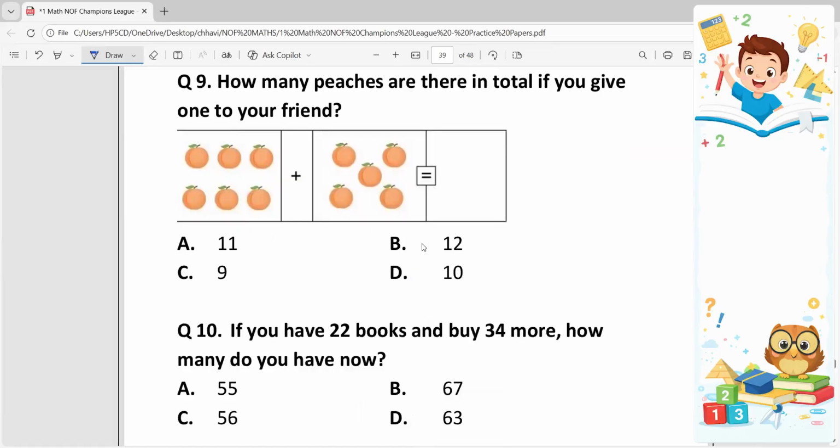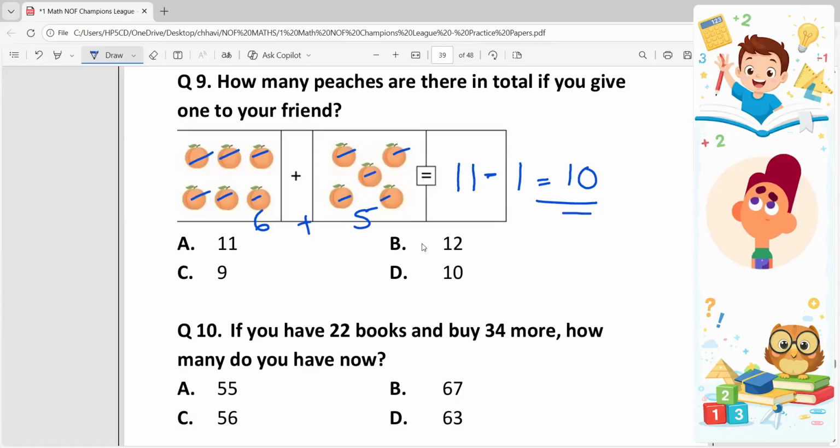Okay. Now first we have to count it. 1, 2, 3, 4, 5, 6. And here 1, 2, 3, 4 and 5. So first of all 6 plus 5 is 11. And we have to give one to our friend. Okay. So it is 10. Isn't it? So the correct answer is 10 and it is at option number D.